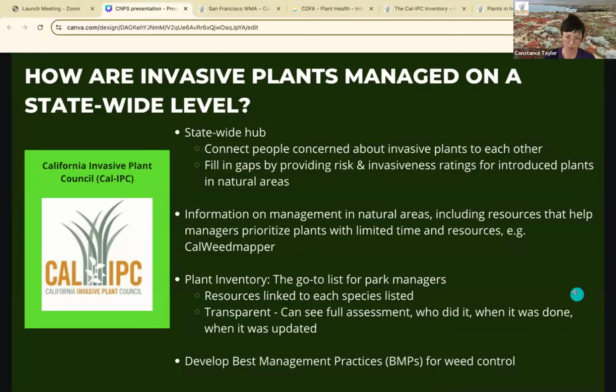And we've got the plant inventory. So this is the go-to list for park managers. And for each species listed on the inventory, there are resources linked to natural history, reference scientific articles, weed management techniques. And one of the great things as well is it's very transparent. You can see the full assessment of how this plant got the rating it did, who did the assessment, when it was done, when or if it's been updated. So again, we'll talk about that in just a second. And we also develop best management practices for weed control for both non-chemical and chemical techniques.